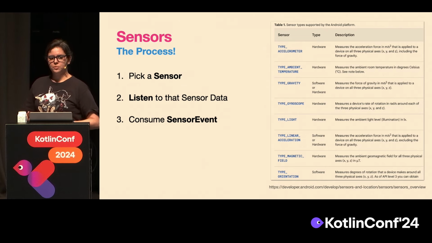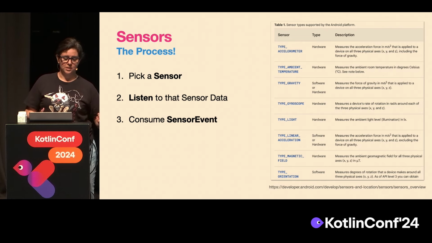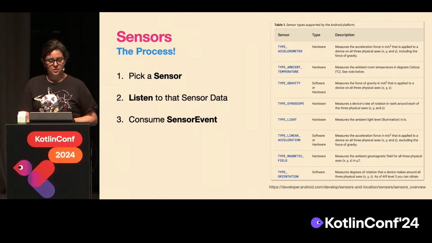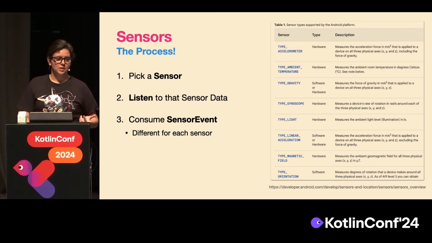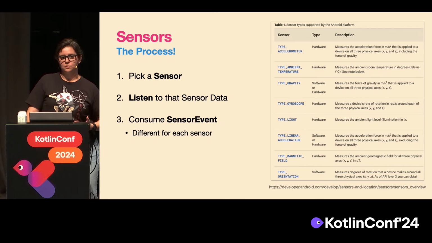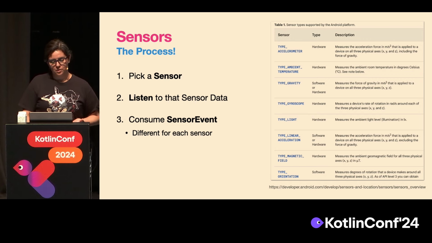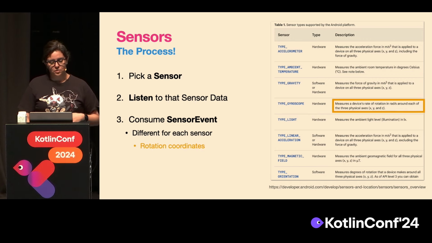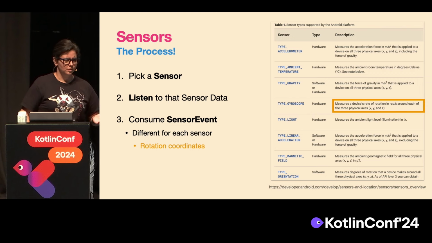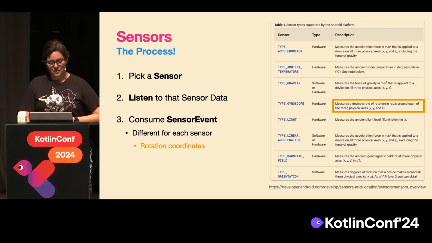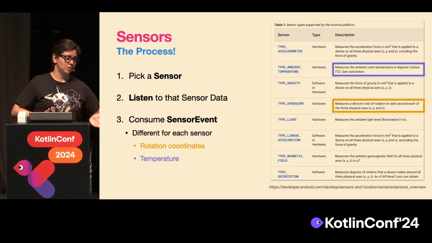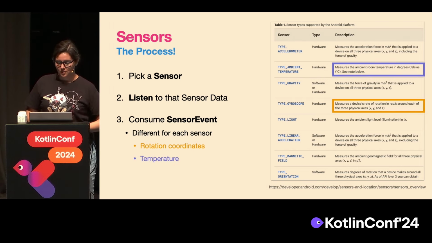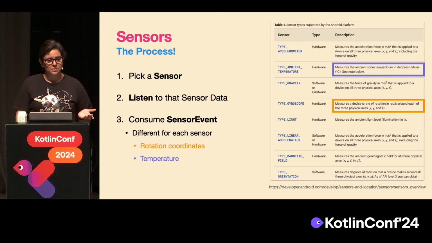Now, I am not going to go super in depth on this. There's a lot of documentation online that you can check. But the important thing I want to call out is that these sensor events are going to be, of course, different for each sensor. So that's something that you will need to understand before starting to work with them. For example, if you're working with gyroscopes, you're going to receive rotation coordinates. But what are those? What does it mean? And if you're working with something else like temperature sensors, you're going to receive temperature in degrees. So that's something to keep in mind whenever you work with sensors.